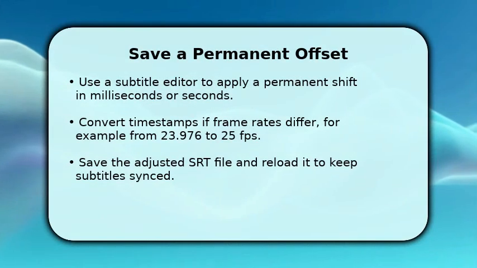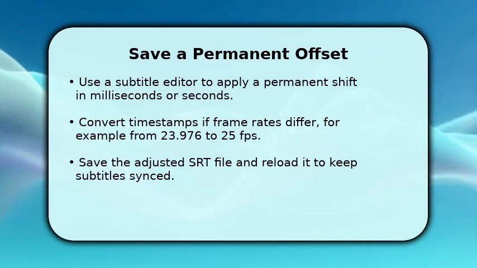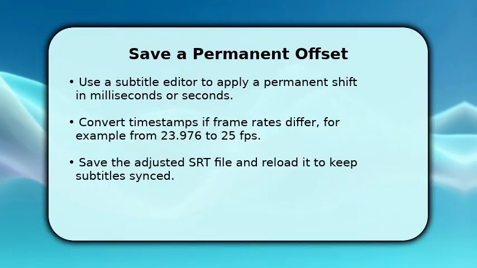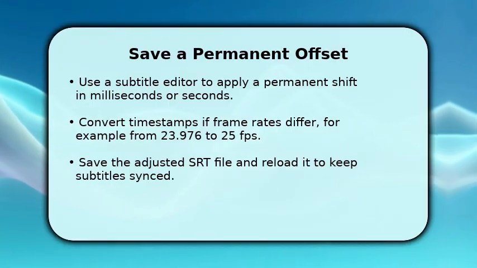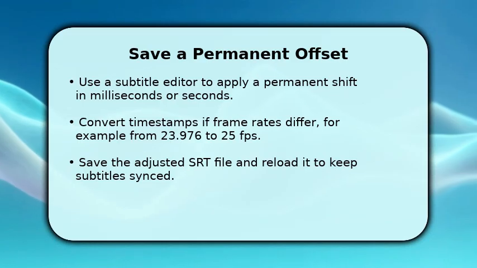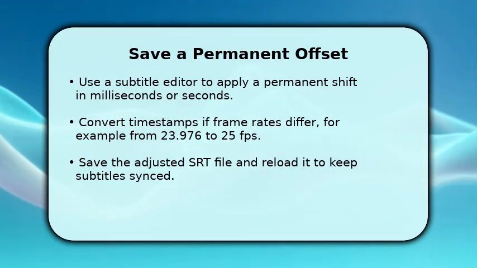When a player offset fixes timing, make the change permanent with a subtitle editor. Load the SRT into the editor and apply a bulk shift in milliseconds or seconds. Use values like 200 ms or 1.5 seconds based on your test results.